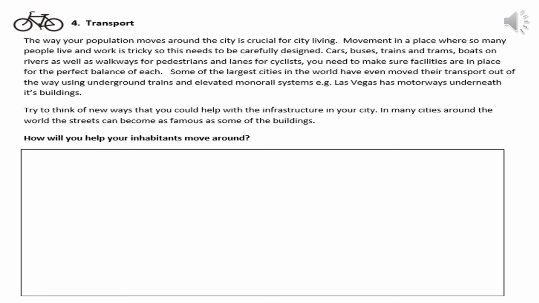Some of the largest cities in the world have even moved their transport out of the way using underground trains and elevated monorail systems. For example, Las Vegas has motorways underneath its buildings. Try to think of new ways that you could help with the infrastructure in your city. In many cities around the world, the streets can become as famous as some of the buildings. How will you help your inhabitants move around?